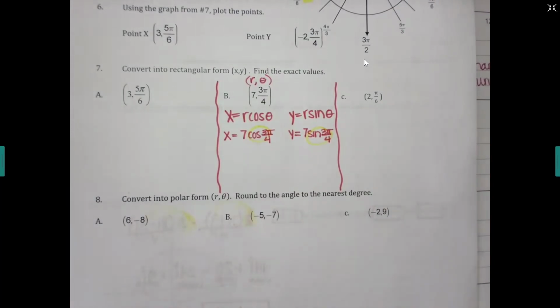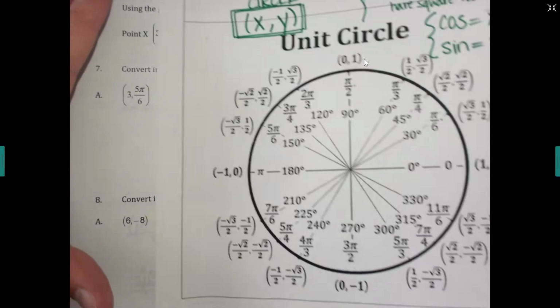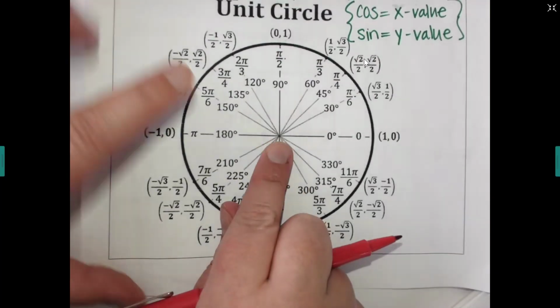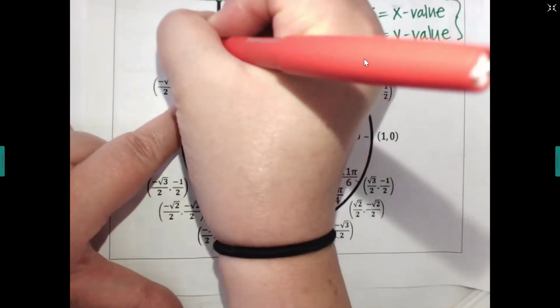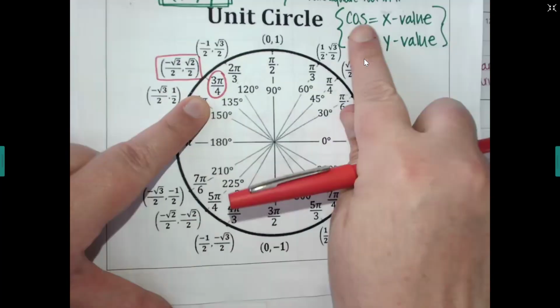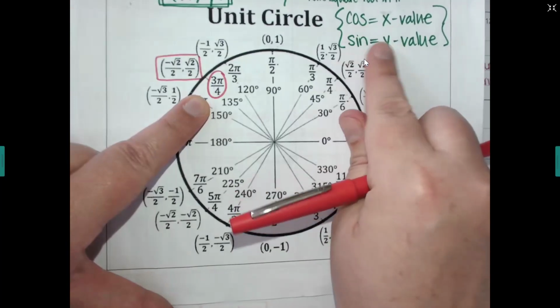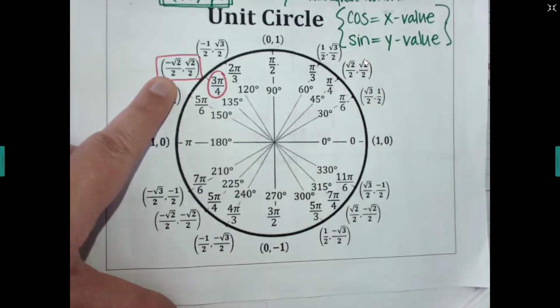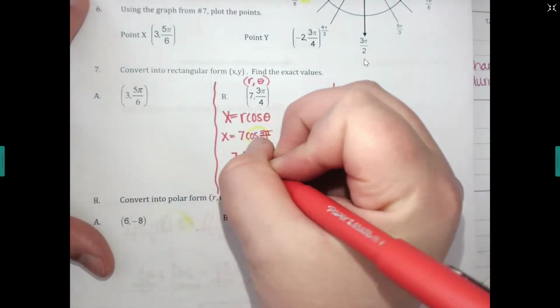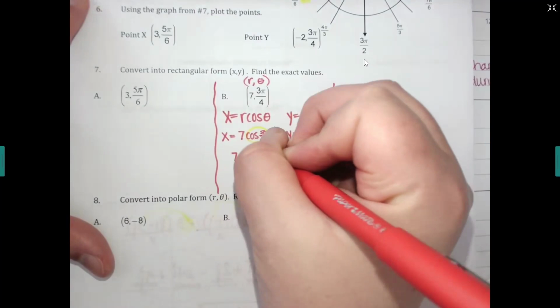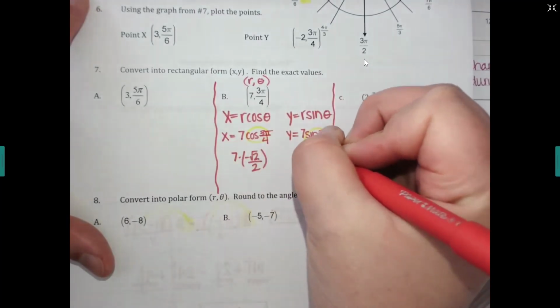There's one on Schoology for you to use in case you lost yours, but I have one right here that I'll just put up. So we're looking for 3 pi over 4. 3 pi over 4 is right here. And then remember, I'm going to take this ordered pair. The x is the cosine, the y is the sine. So my x is a negative root 2 over 2. And then your y is almost the same, it's just not negative.